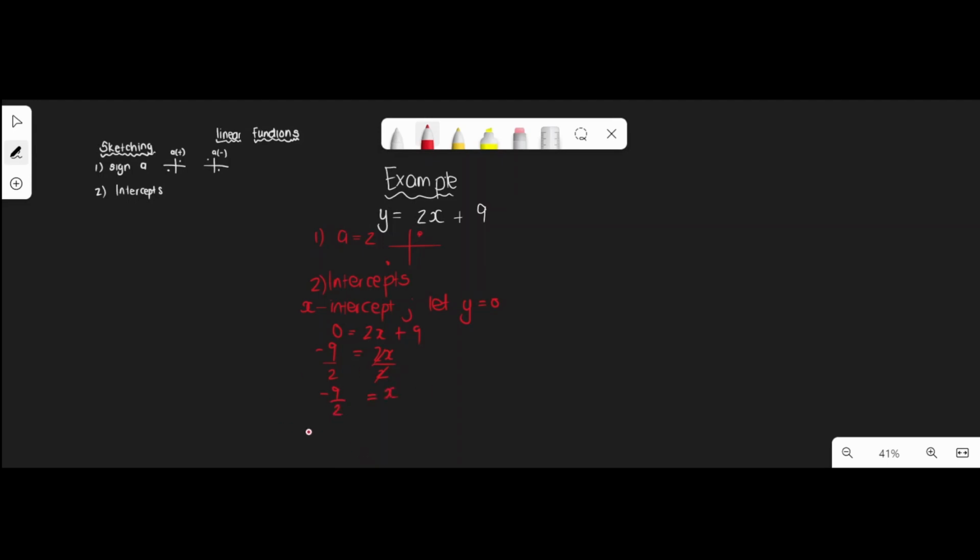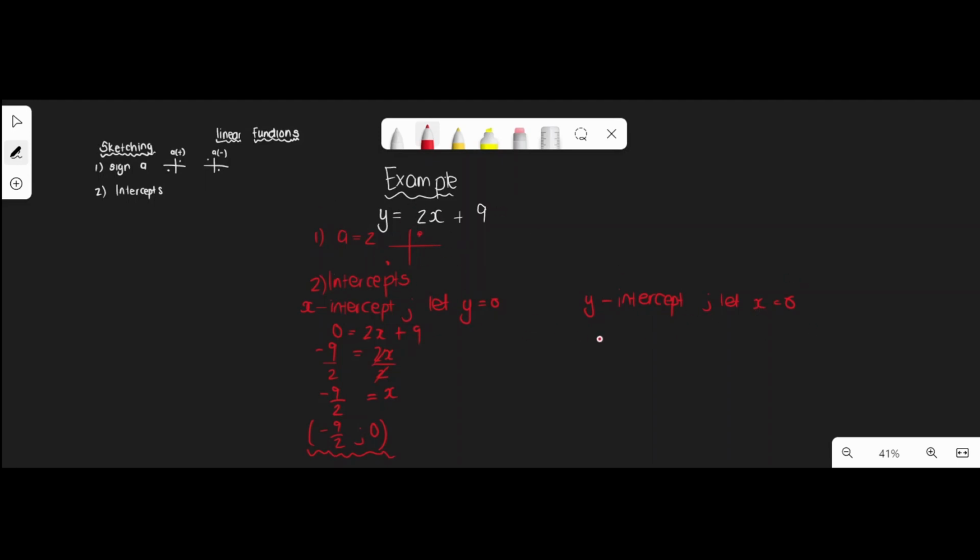Writing in coordinate form, we have our x as negative 9 over 2. So you're going to say negative 9 over 2, then we know our y is 0 because we let y equal 0. So that's going to be 0 here. So we're done solving our x-intercept. Now let's solve for our y-intercept. We're going to let what? We're going to let x equal 0. Wherever we see x, we're going to substitute 0 in our formula, right?